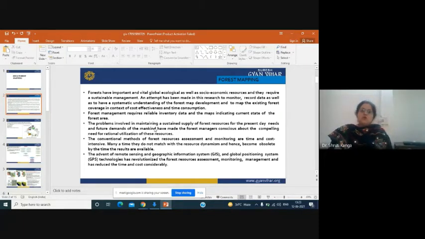Okay, so with the help of these GIS, we are able to go for forest mapping, which is quite precise, as well as less time consuming, and we need to go for some quantification techniques based on which we can also update. If there are some errors, we can also update.